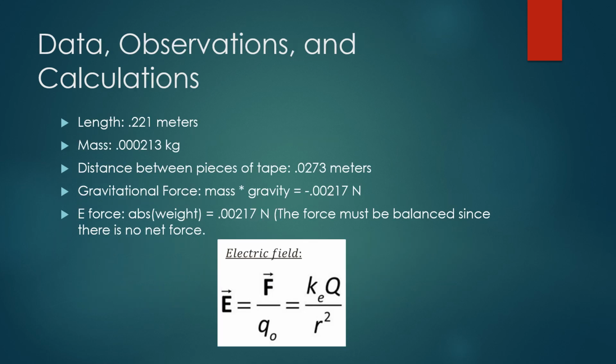Here's some of my data and observations. The length of the tape was 0.221 meters. The mass was 0.000213 kilograms. The distance between pieces of tape was 0.0273 meters. And the gravitational force, which is equal to mass times the gravitational constant, is equal to negative 0.00217 newtons. And the E force, which is the absolute value of the weight, since it has to be equal, is 0.00217 newtons as well. Like I said earlier, the force must be balanced, and that includes a picture, and also includes a picture of the electric field equation as well.